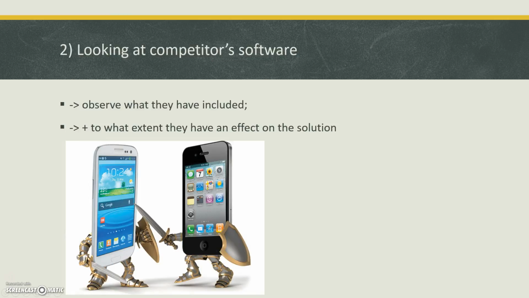Second method might include looking at competitor software and observing what they have included and to what extent they have an effect on the solution. So whatever they have included and our system hasn't included, if it has a good effect, we can implement that.